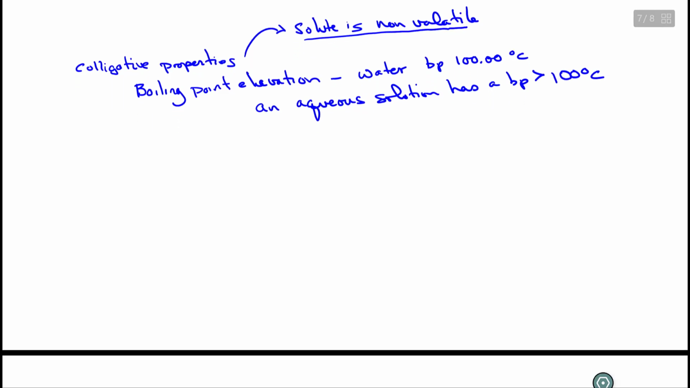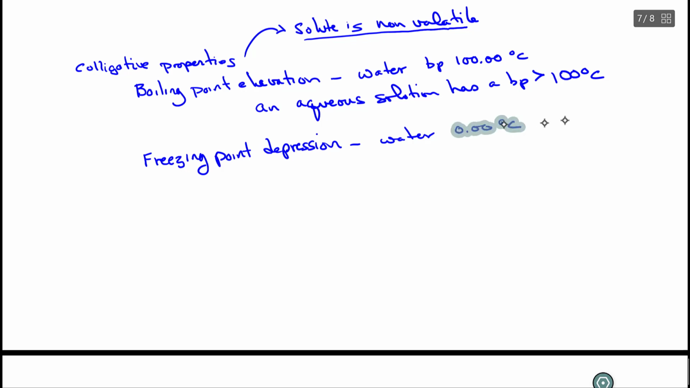Now, there's also something called the freezing point depression. So the freezing point of water, right, pure water, is 0.00 degrees Celsius. That's the, sorry, I call it TF. Let's do that. We'll call this TB for that. Okay, so TF is going to be 0.00 degrees Celsius.